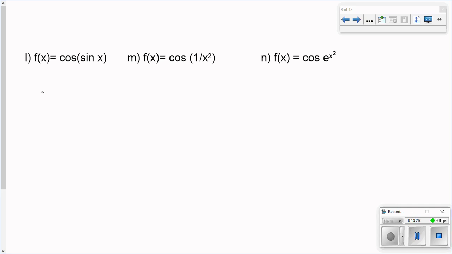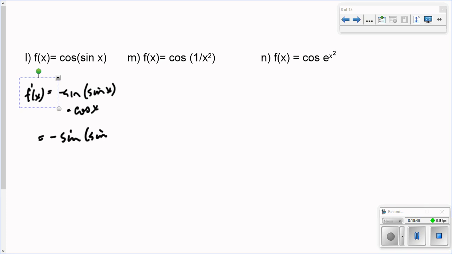Okay, chain rule for this one. Chain rule for this one. So the derivative of a cosine is negative sine. So I've got to take the negative sine of sine x, and then multiply it by the derivative of sine x, which is cos x. So this resulting derivative is going to be, so that's actually a silly function here, taking the sine of another trig function, the sine of sine x.